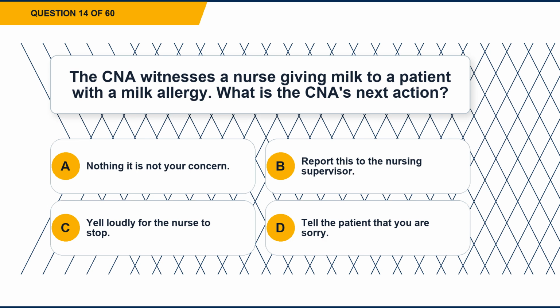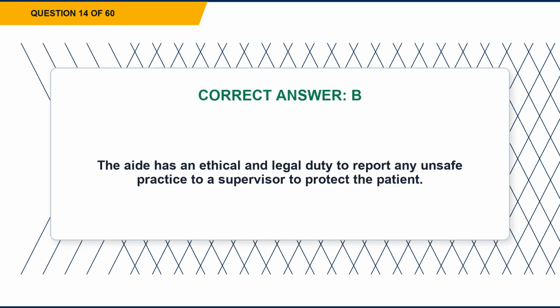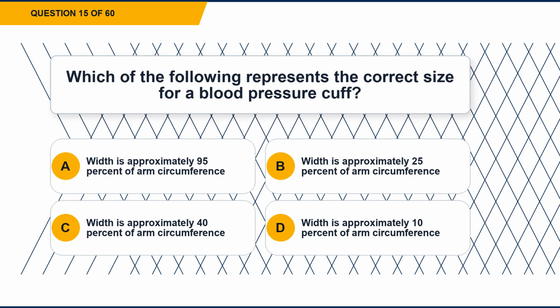Question 14. The CNA witnesses a nurse giving milk to a patient with a milk allergy. What is the CNA's next action? Option A. Nothing, it is not your concern. Option B. Report this to the nursing supervisor. Option C. Yell loudly for the nurse to stop. Option D. Tell the patient that you are sorry. The correct answer is option B. Report this to the nursing supervisor. Explanation. The aide has an ethical and legal duty to report any unsafe practice to a supervisor to protect the patient.